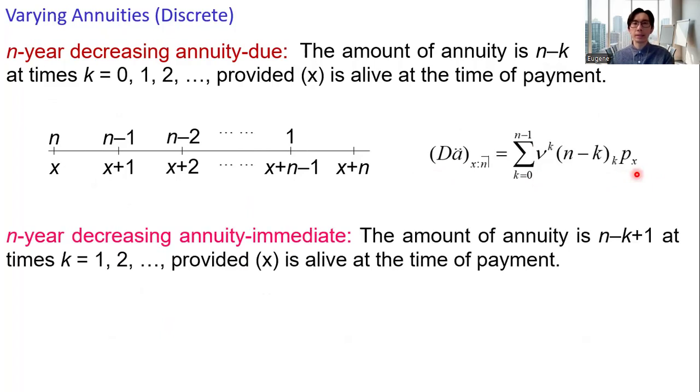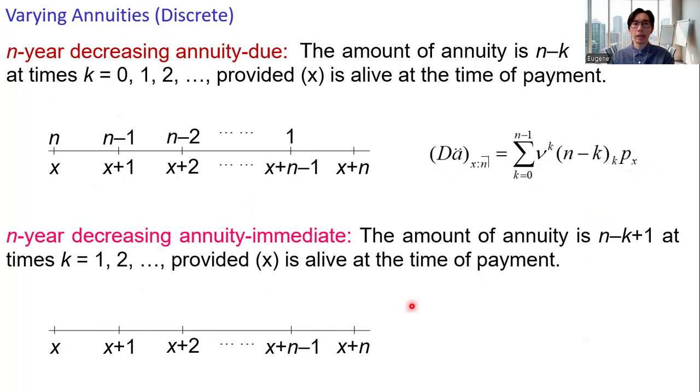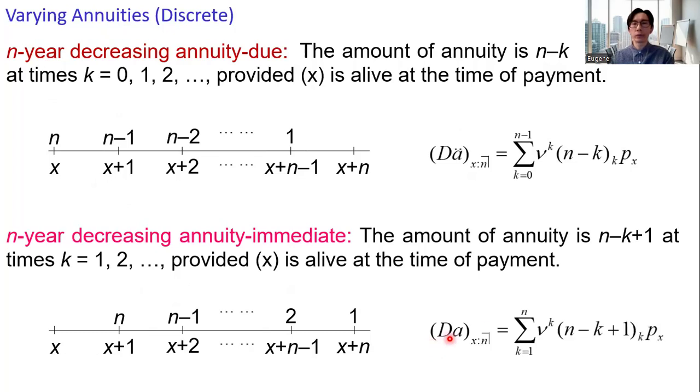For annuity immediate, the payment amount is n minus k plus 1 at time k. And we have this payment stream. The notation, DA, and then the expression to get the actuarial present value. There is no need to memorize all these formulas. We just work from the basic principle.